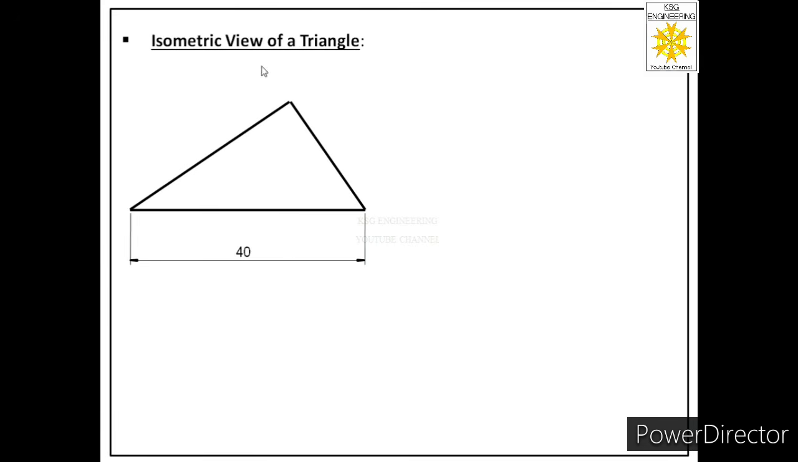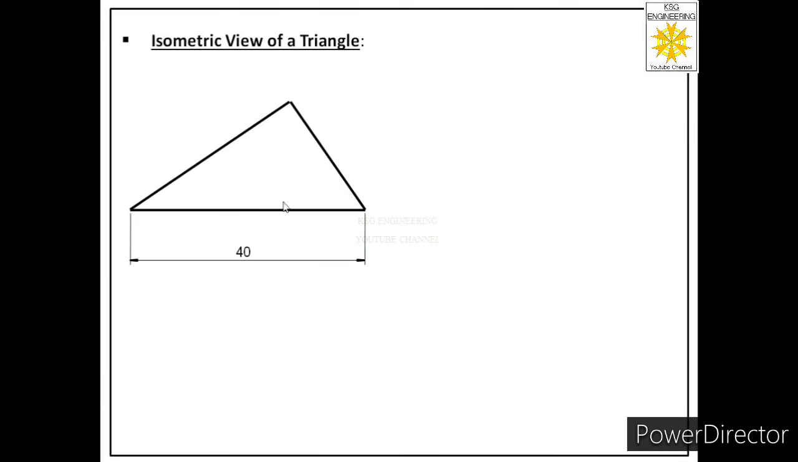Next, we have isometric view of a triangle. Now, in this case, we have to follow a different method. We call that method as a box method. So remember, if the plane is not a square or rectangle, then in that case, we have to first draw that plane on paper. And we have to enclose that plane inside a box. Then first of all we will draw isometric of that box. Then in that box we will generate isometric of that plane.